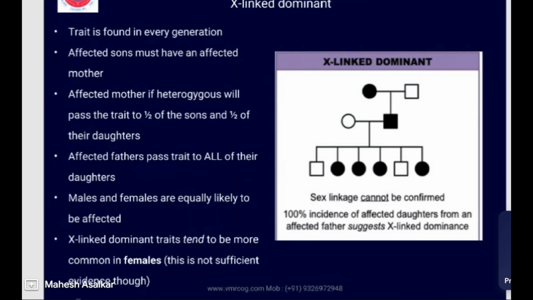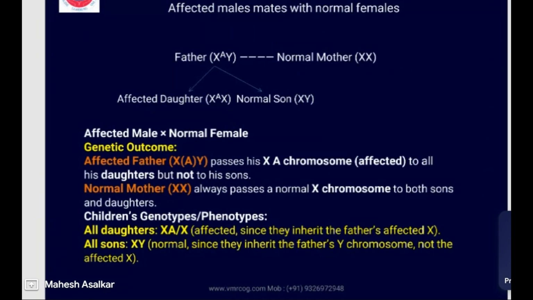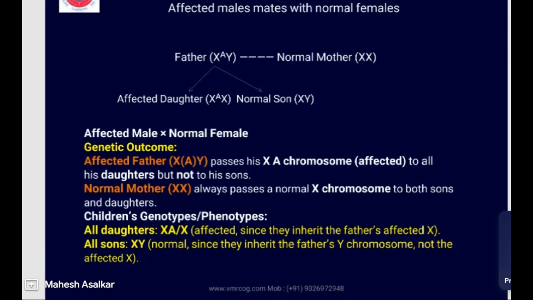Now we continue with X-linked dominant. X-linked dominant diseases are extremely unusual and often lethal in males, only seen in females. Examples we have seen include incontinentia pigmenti and hypophosphatemia. Here is an X-linked dominant disease where an affected male mates with a normal female. The father is affected, the mother is normal. So daughters will be affected and sons will be normal.